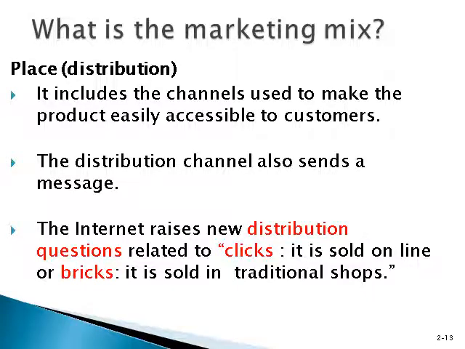The third P would be the place, or we can call it distribution. It includes the channels used to make the product easily accessible to customers. The distribution channel also sends a message. The internet raises new distribution questions related to clicks or bricks. What do we mean by clicks or bricks? Clicks means it's sold on the internet, or sold online. Bricks means it's sold in traditional shops, which are made of bricks.